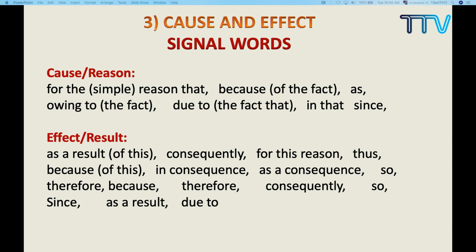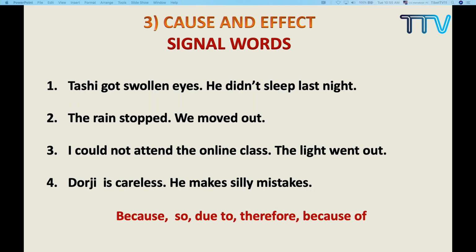So you should know the way to use all these things. Now, just to give you some idea, these are some of the signal words. These are also the conjunctions, you remember, because these words join two sentences. Now, I want you to look at these sentences one by one. Tashi got swollen eyes. He didn't sleep last night. Now, there are two sentences.